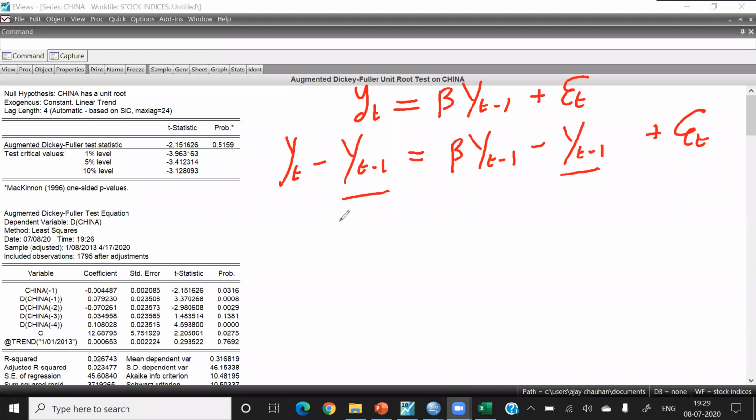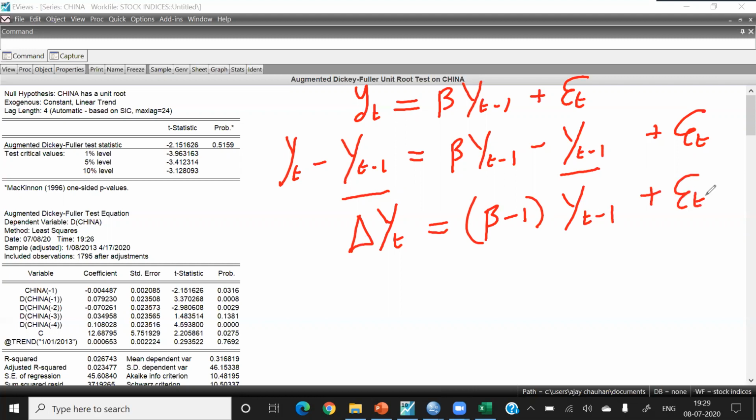Now yt means the value of y today, and yt minus 1 the value of y yesterday. So if you take the difference, this is known as the change in y, delta yt. Similarly, on the other side, we can take yt minus 1 common, plus et, and I just replace this coefficient by rho, giving rho yt minus 1 plus et.